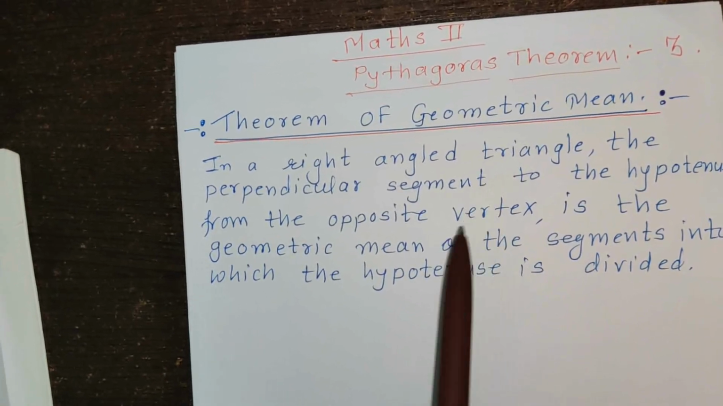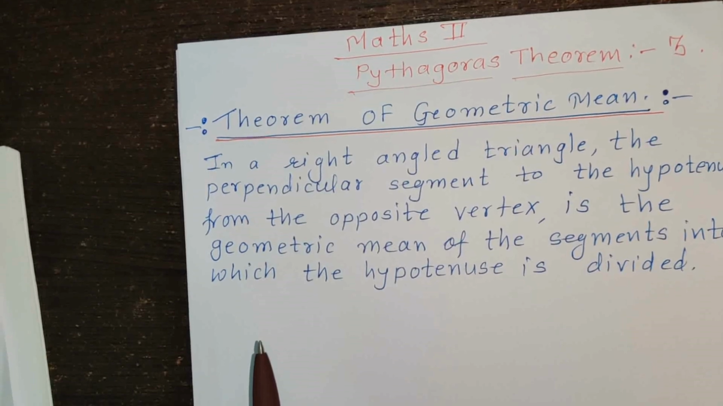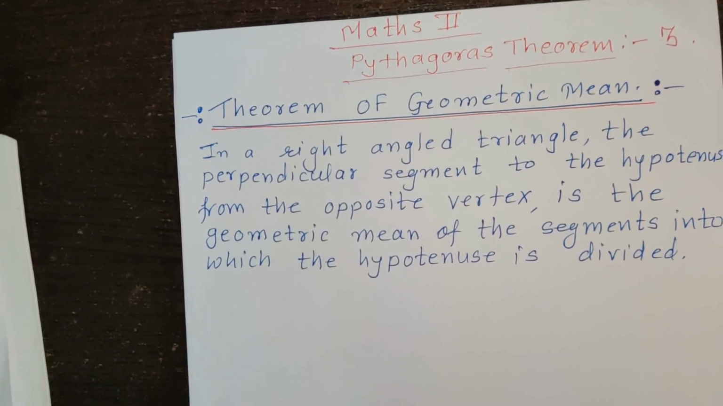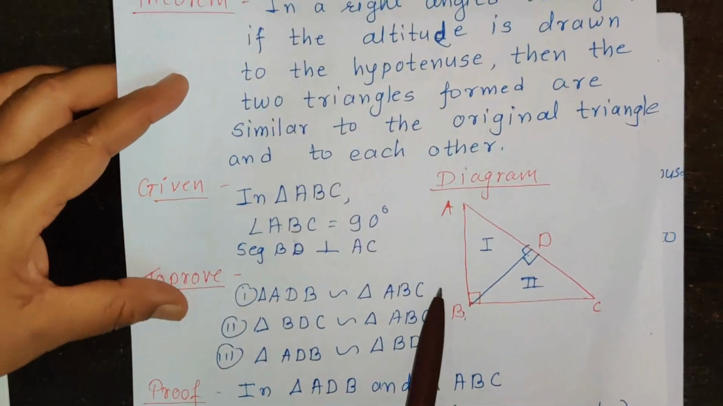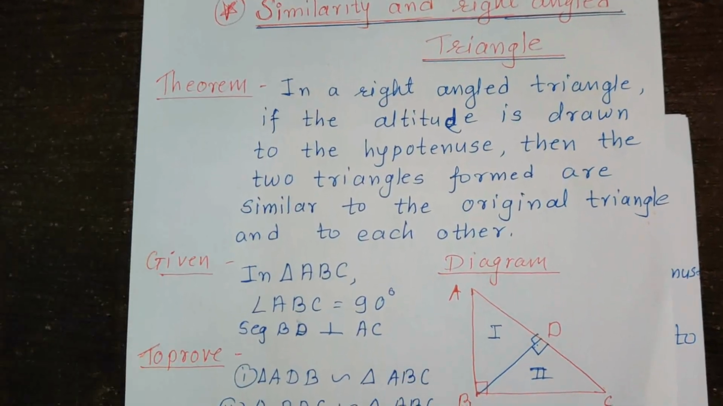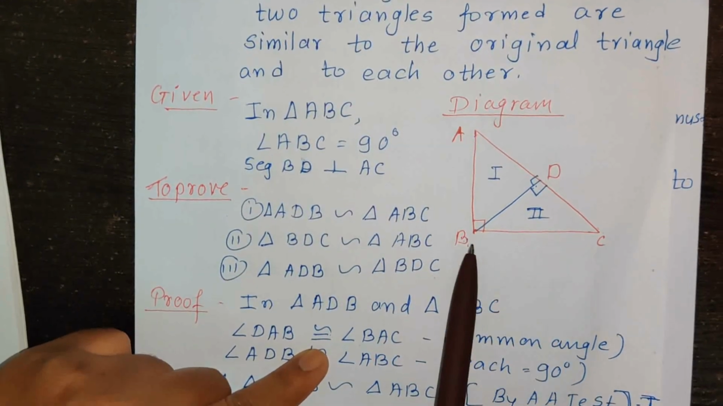Then, second point, we finished the 30, 60, 90 and 45, 45, 90 theorems, whose statements I explained to you. And after that we completed similarity of right angle triangles. So here you can see the diagram. Here triangle ABC is the original triangle.